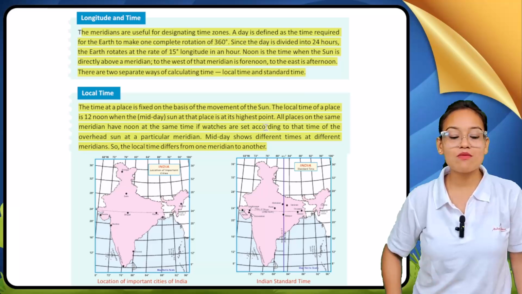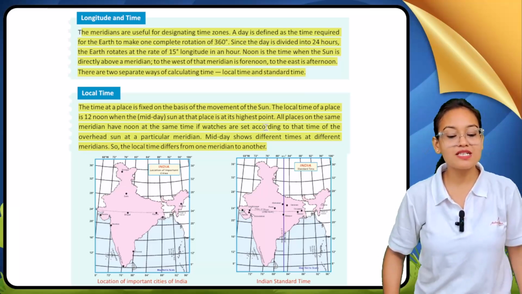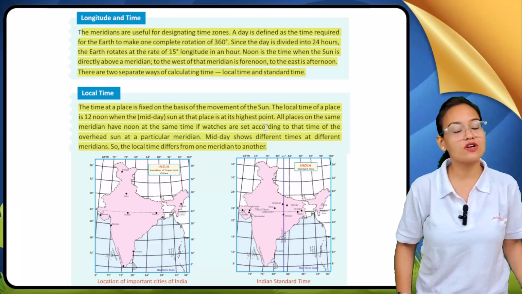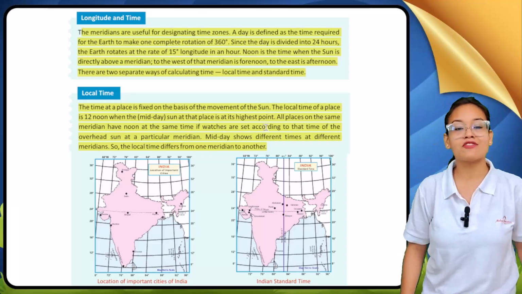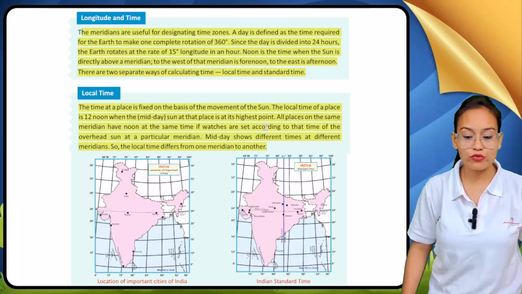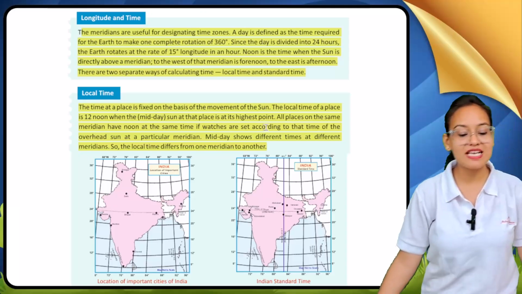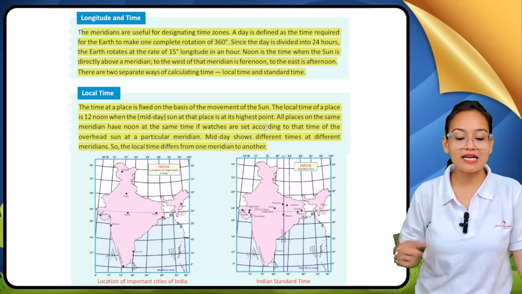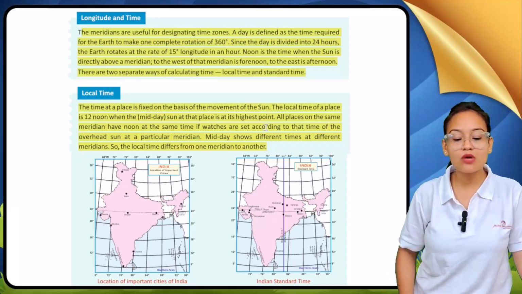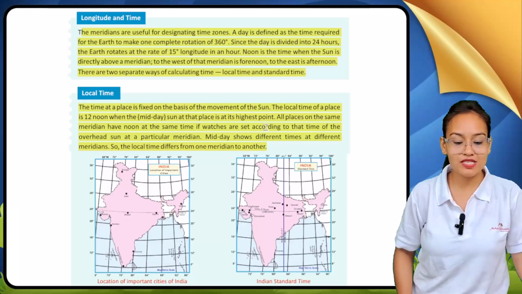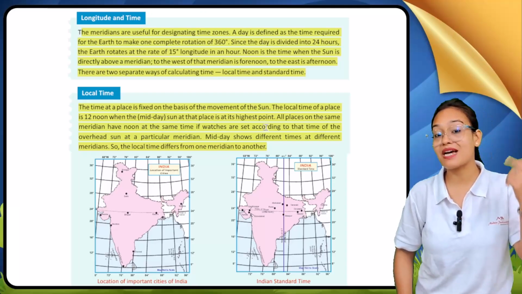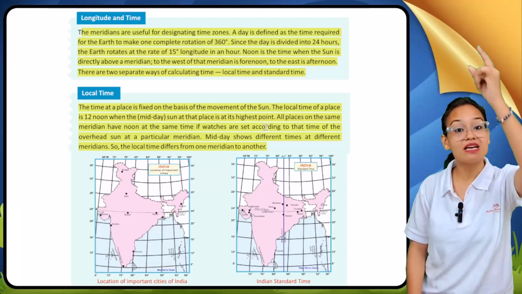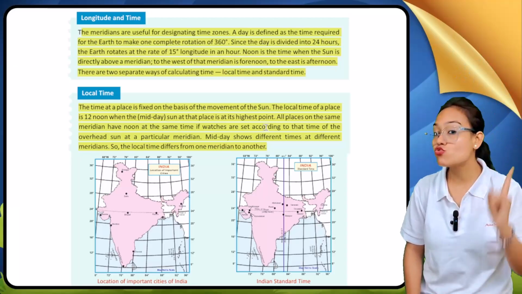The local time of a place is 12 noon when the midday sun is overhead at that place. It's the highest point. So which is the highest point in a day? Afternoon time, or maybe 12 noon. All places on the same meridian have noon at the same time if watches are set according to the time of the overhead sun at a particular meridian. So all the places falling on the same meridian will experience exactly 12 noon.